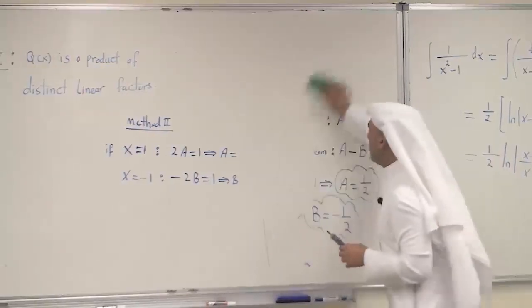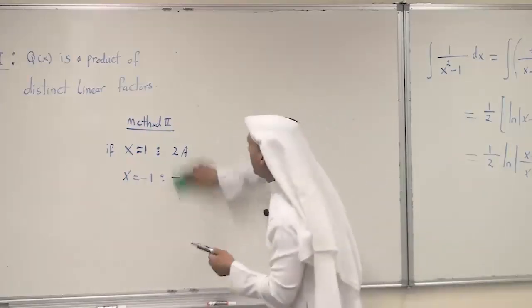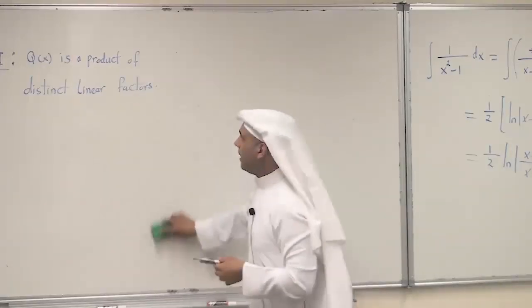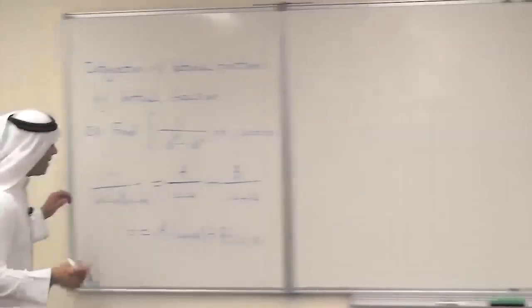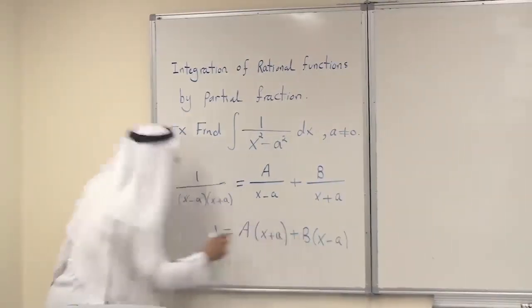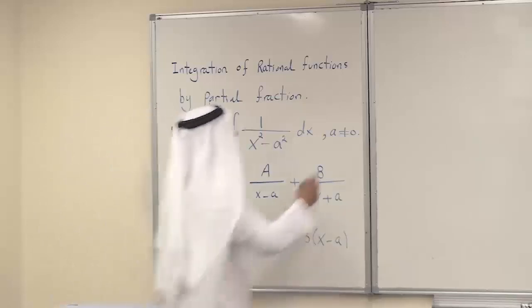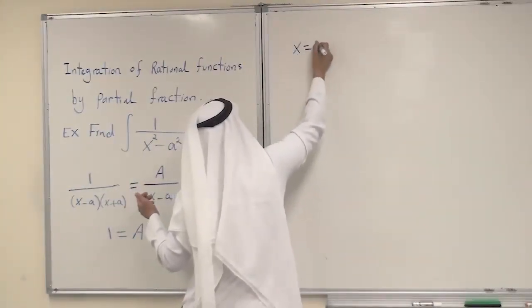So let us try to do that by either using the first technique we did or using the second technique we did. We are still in case number 1 where we have distinct linear factors in the denominator. How to determine A, how to determine B, that's our challenge now. I will choose points for this case. So I will choose x equal to a, for example.